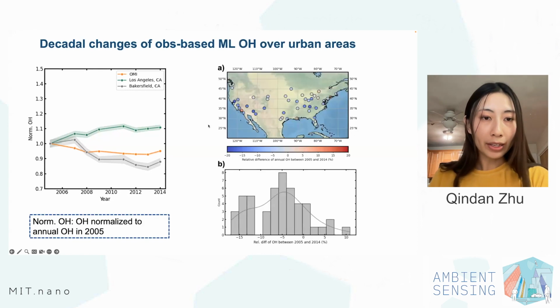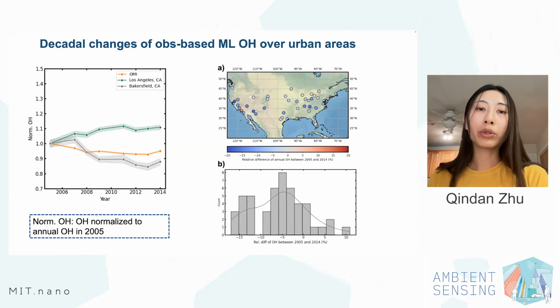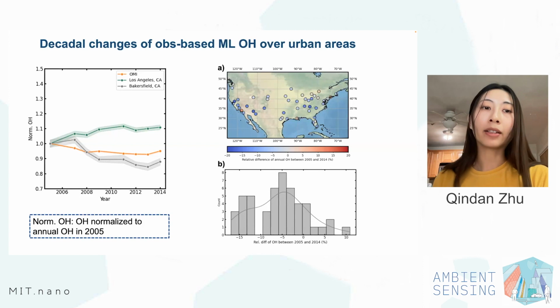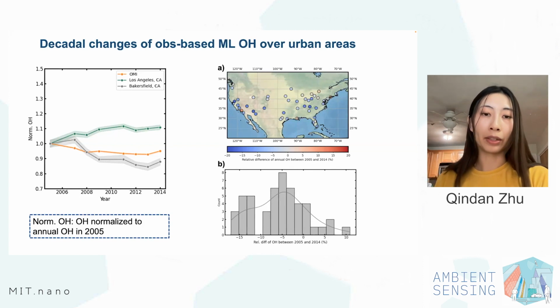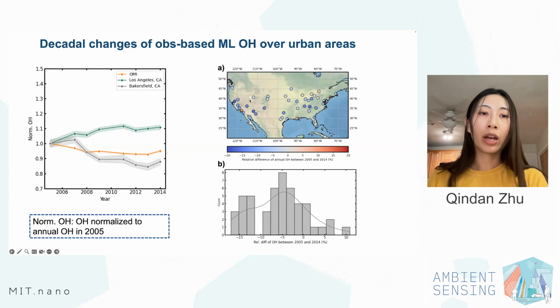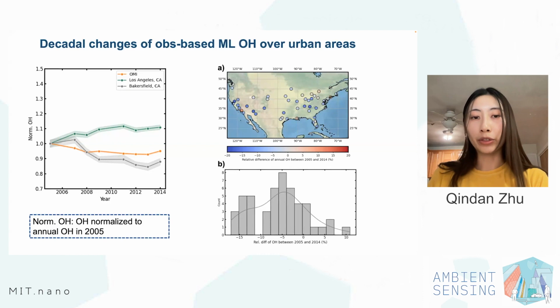The map on the right shows the relative difference of the OH between 2005 and 2014 among these 49 North American cities, and the bottom right shows the corresponding distribution. We note that a small number of cities present an increase of the OH, including LA and New Orleans, while the remaining cities show a decrease, and the overall relative changes of the OH range from -15 to about 10%.